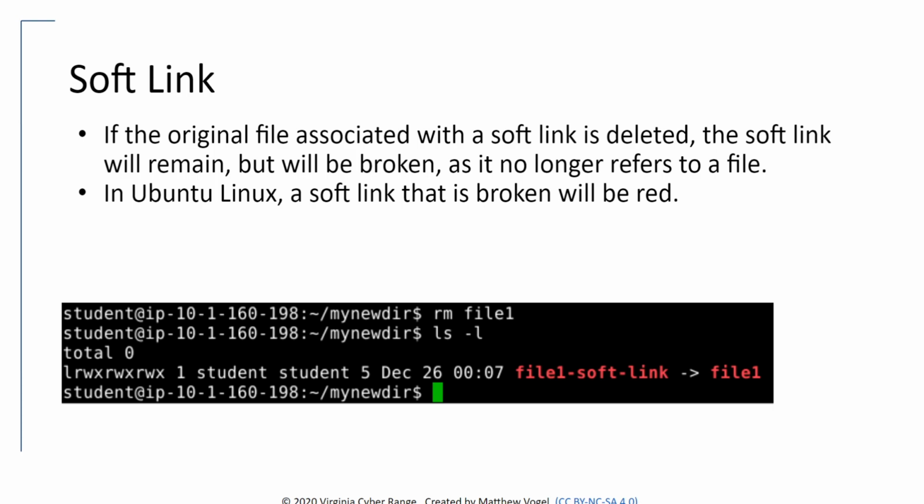All right. If the original file associated with a soft link is deleted, the soft link will remain, but will be broken, as it no longer refers to a file. In Linux, a soft link that is broken will be red. So in this case, where we deleted the file using rm file1 and then looked at it, the soft link is still there, but it is now red because that file no longer exists.